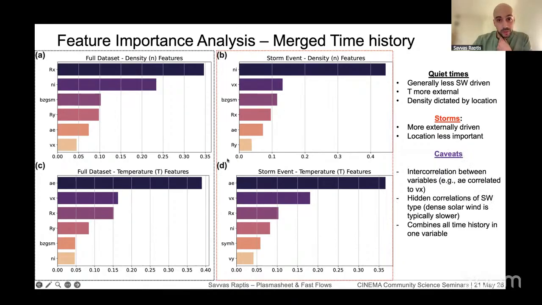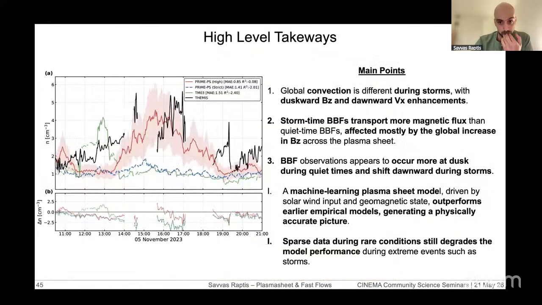Again, this is preliminary though, and I have to clarify that this type of analysis should take into account that a lot of those quantities are intercorrelated. For example, we do know that the AE index and Vx, the velocity of the solar wind, can be correlated. Therefore, it is not trivial to disentangle those from each other and attribute how important they are for the model.